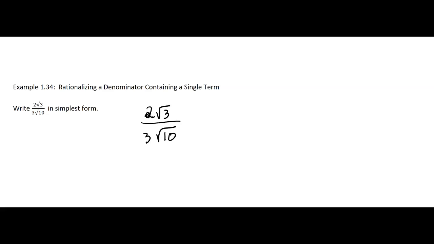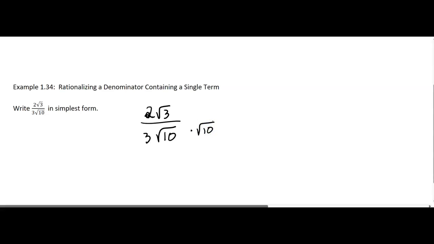We've got 2 square root 3 over 3 square root 10. But see, we can't have the square root of 10 down in the denominator. Now, you might remember we had an example of something like this, so you might be thinking, well, put it under one radical. But see, 3 over 10, that's not going to simplify. So what I need to do is I need to multiply by another square root 10.